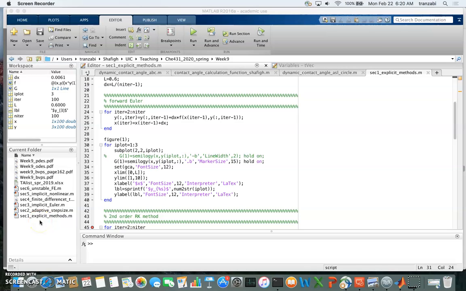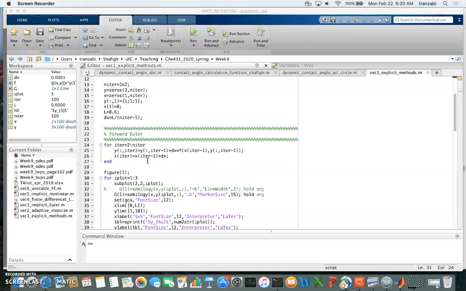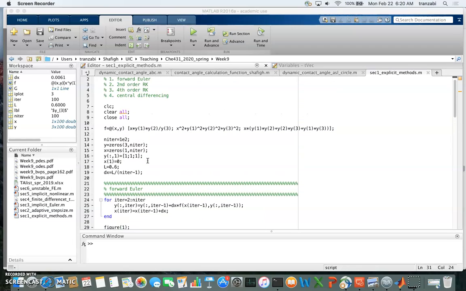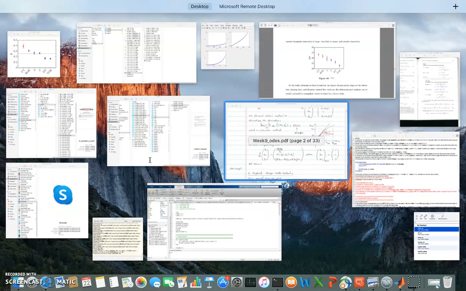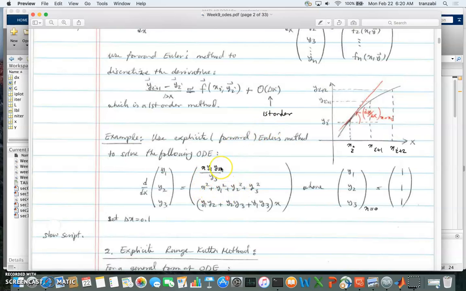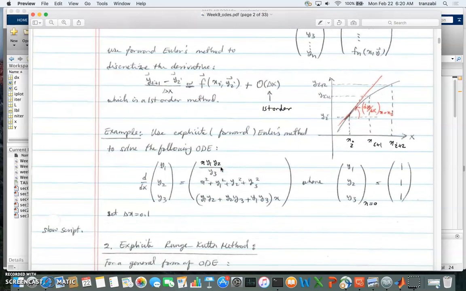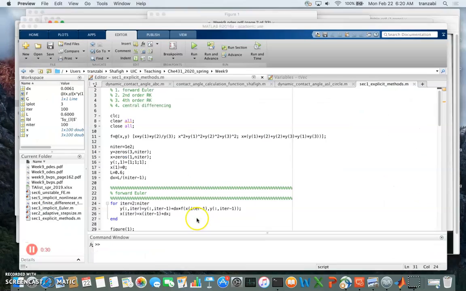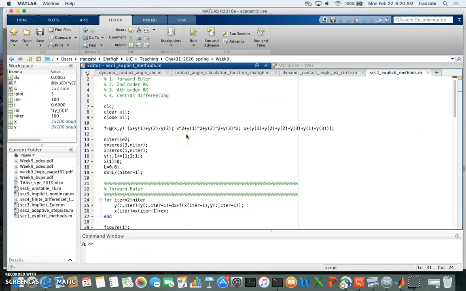All right, so we're going to continue our discussion on forward Euler method or explicit Euler method. So I was talking about one example here, which was a differential equation with three unknowns. That's basically this function on page 121 of the lecture notes. And we try to solve this using forward difference or forward Euler.